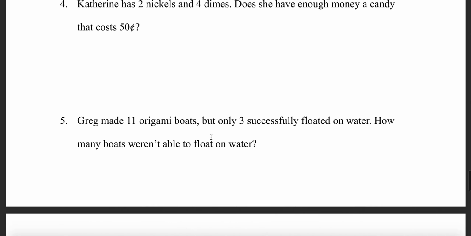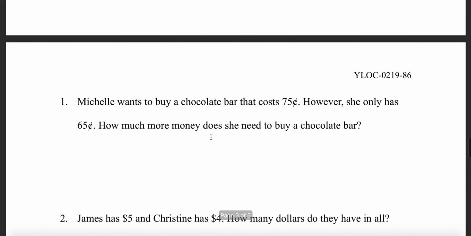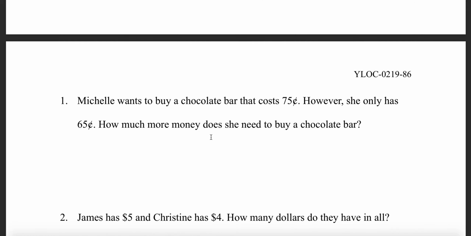Okay, so this is going to be word problems now, and we're going to learn how to do money word problems. So let's read number 1 together. It says, Michelle wants to buy a chocolate bar that costs 75 cents. So this shows that she wants to buy a chocolate bar that costs 75 cents. However, she only has 65 cents. How much more money does she need to buy a chocolate bar? So as you can see, this is a subtraction problem because we're trying to find out how much money she needs to be able to buy it.